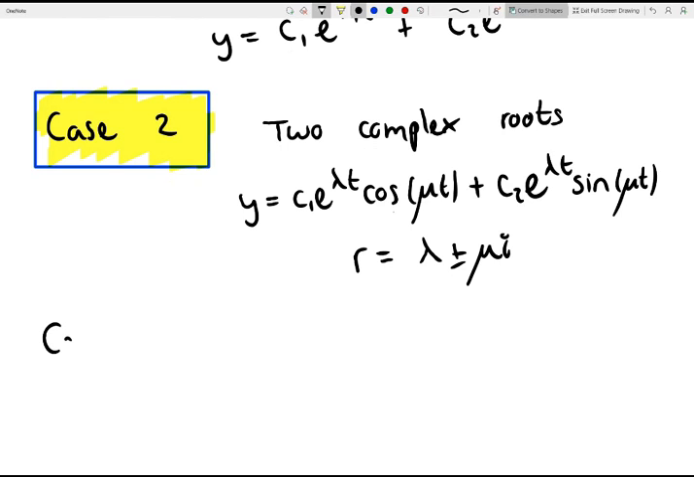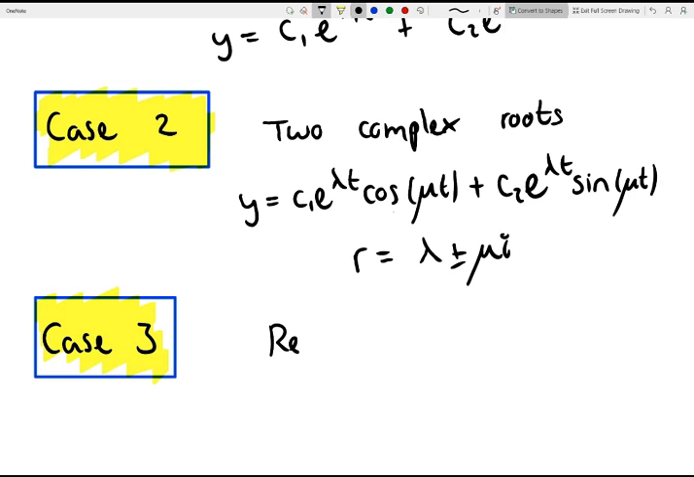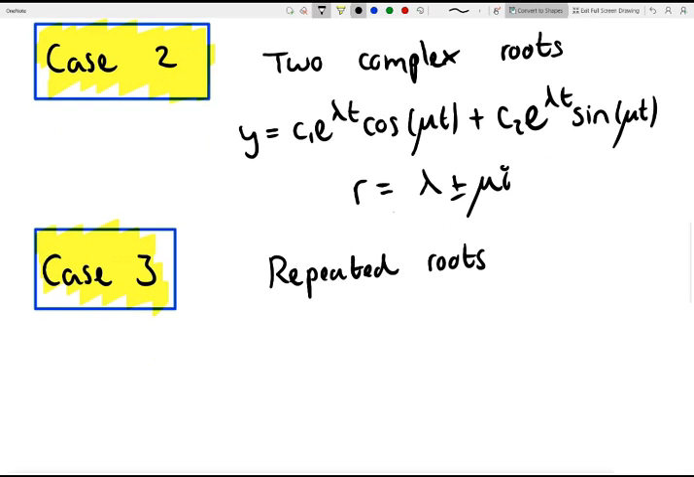And then we have the third and final case, when we have repeated roots from the auxiliary equation, and then y is c1 times the exponential of rx plus c2 times x, which is the important x, times the exponential of rx. So r is just our repeated root. And those are the three cases that we have.